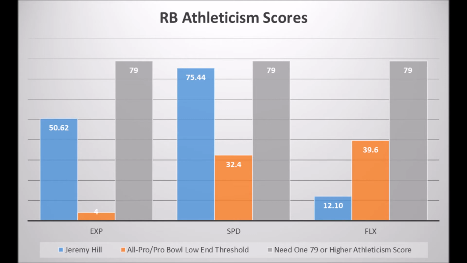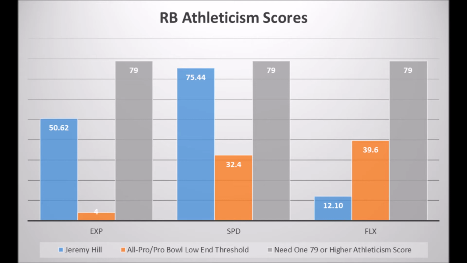So in many ways, that's the dilemma with Jeremy Hill: his production at LSU was good. It was at least Pro Bowl potential level, but his athleticism didn't quite hit Pro Bowl to All-Pro potential. So he essentially looks more like a back who could be a potential starter than a multiple All-Pro / multiple Pro Bowl running back, based on his overall data.